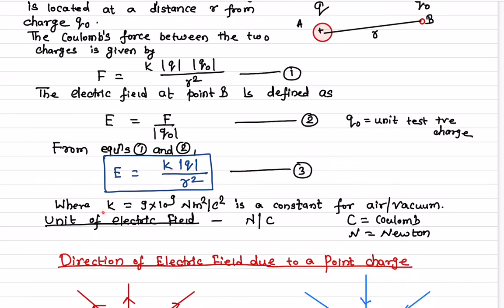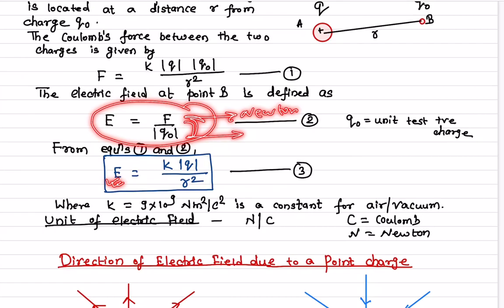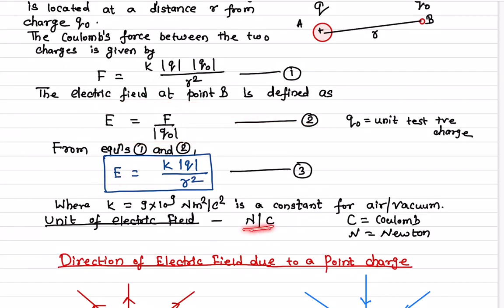Remember, K is a constant. What's the value of K? 9 times 10 to the 9 Newton meter square per Coulomb square is the unit of K. The unit of electric field, as you know from this equation, is the force divided by the charge. So what is the unit of the force? The unit of force is Newton. And what is the unit of charge? It's Coulomb. So what is the unit of electric field? It's Newton per Coulomb. That's the unit of the electric field.